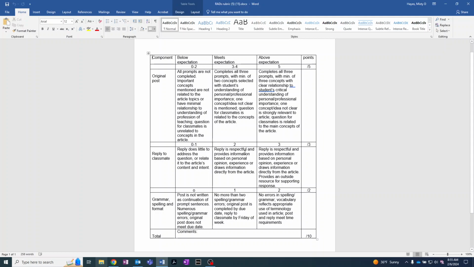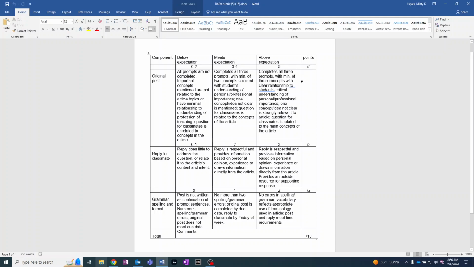And you'll see here, there's this plus more at the bottom, right? So one of the things, for instance, that can get you exemplary or above expectation is maybe you provided an outside resource. Maybe it's another article, maybe it's a link to a web page that you want to share. Those kinds of things are above expectations. And then obviously we have grammar, spelling, and format. So really we're looking at minimal errors. It flows, you completed it by the due date, and you also use terminology from the article. Okay, you'll see that that's over in the above expectations.